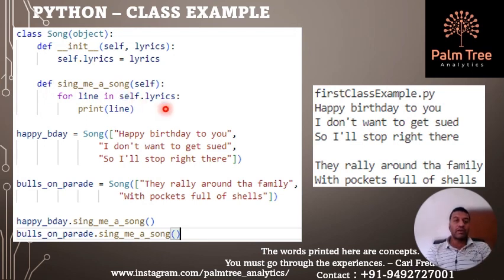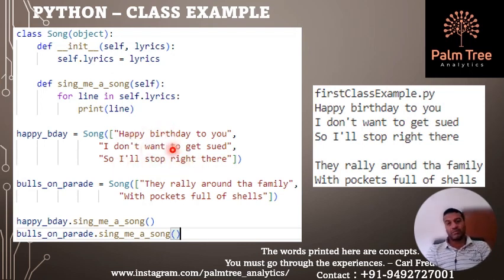So whenever we give some lyrics to it, it tries to sing a song. Metaphorically, it's trying to print the song items or song-related lyrics. We have two objects initiated here. Happy birthday is one object, initiated with the song lyrics "Happy birthday to you." I don't want to get sued, so I will stop right there.